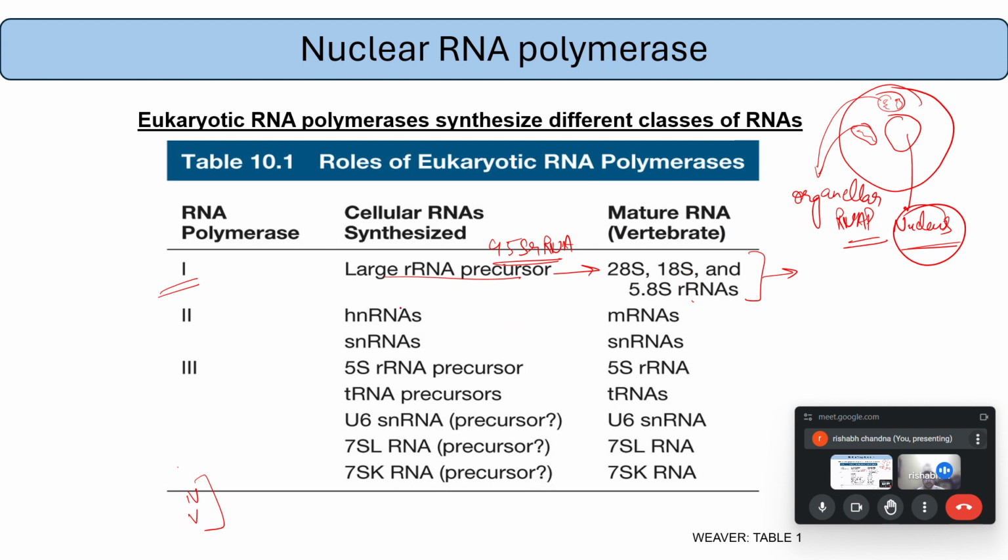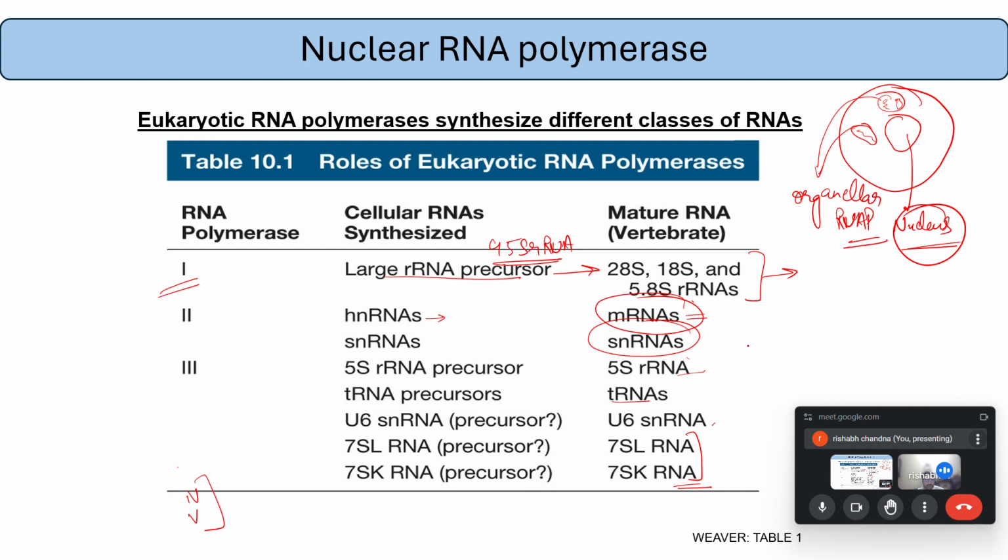Then we have RNA polymerase 2, which produces mRNAs. This is the primary mRNA and this is the mature mRNA. RNA polymerase 2 also produces the snRNAs, small nuclear RNAs. Then we have RNA polymerase 3 that produces 5S rRNA, tRNAs, U6 snRNA, and these two regulatory RNAs.